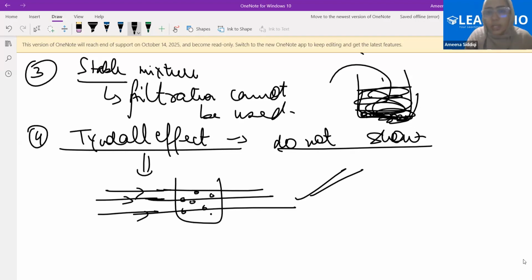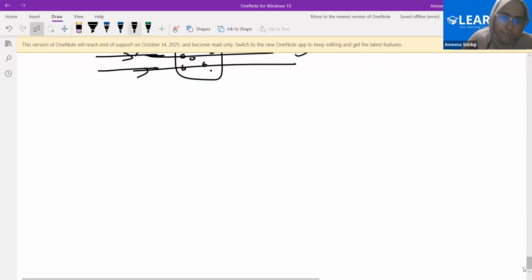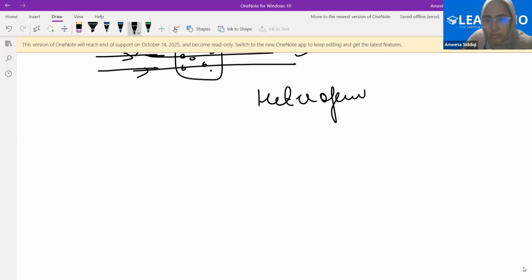Should I quickly complete the suspension and the colloid? If you have understood this, we'll quickly complete that. Heterogeneous mixture. Heterogeneous, I've already told you the particle size would be greater because no dissolving actually takes place, only dispersion or the suspension of the particles takes place, and we can see the particles in a distinguishable form.